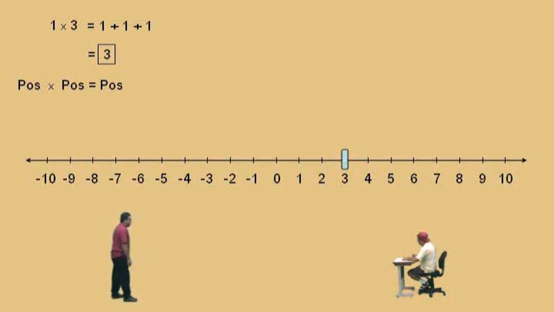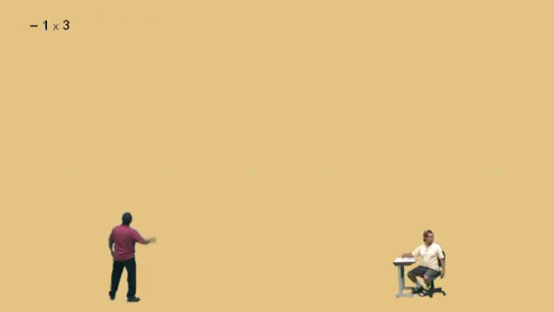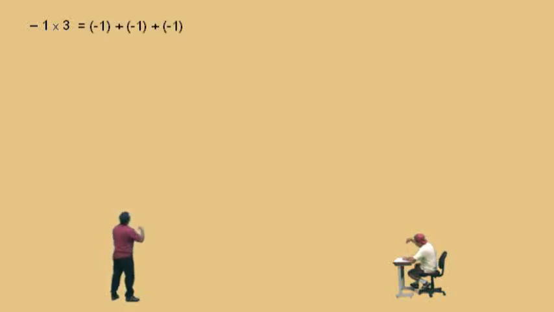Okay, Charlie. Now, let's do one with a negative one. Don't get scared. Here we go: -1 times 3. Now, what does that mean, Charlie? -1 plus -1 plus -1. Now, you should know how to add negative numbers. Remember, that was a video you should have watched before watching this one.